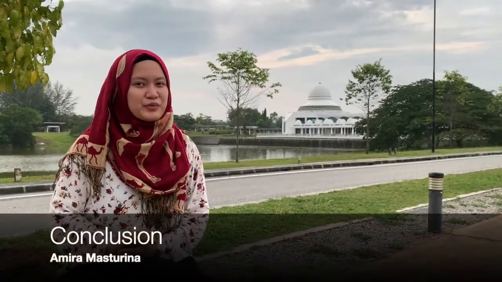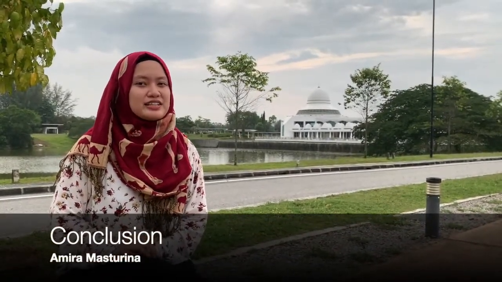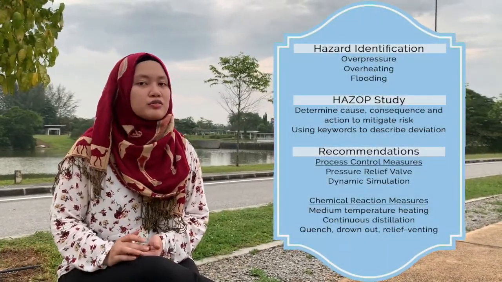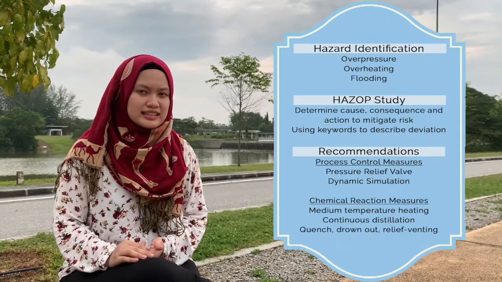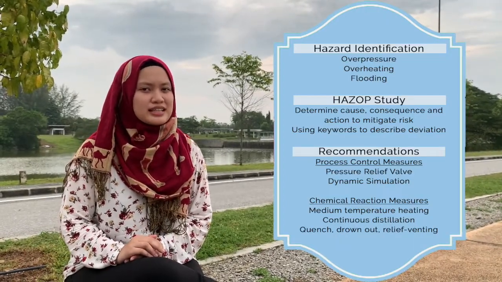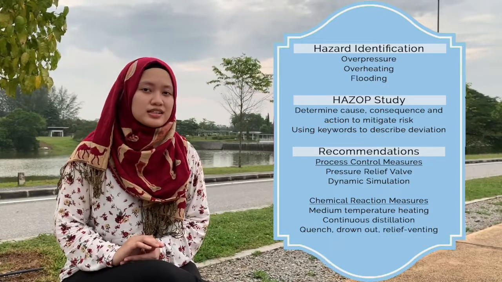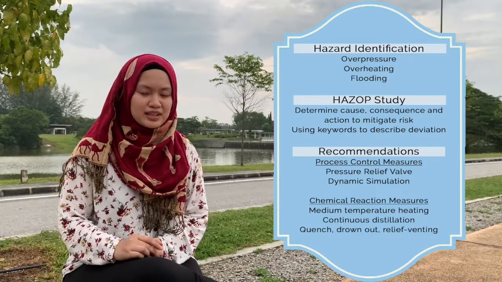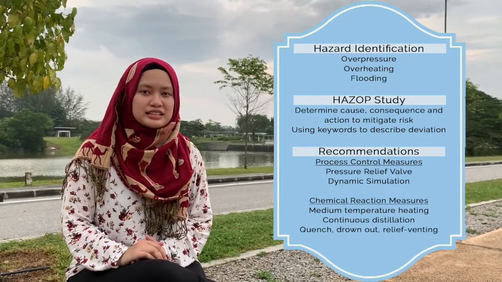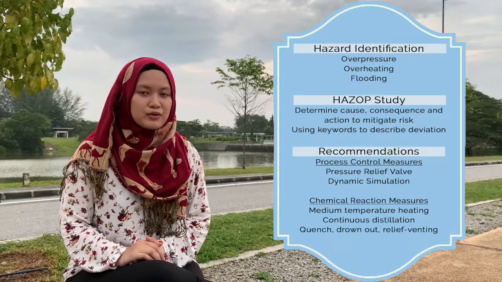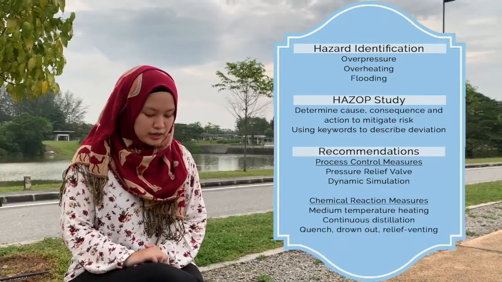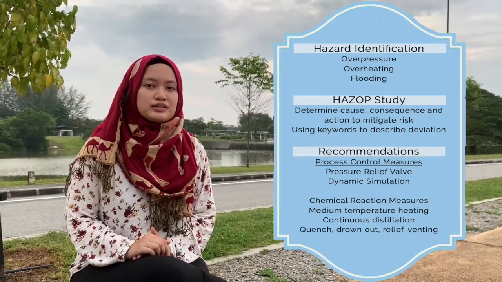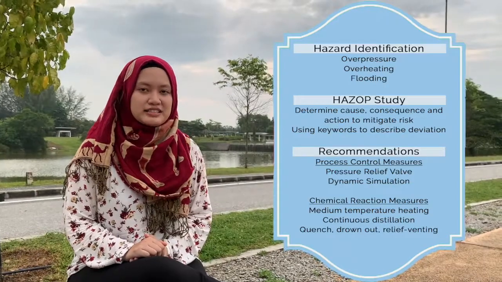In conclusion, we have identified the hazards related to the distillation column in this process, which are overpressure, overheating, and also flooding. Next, the hazard study conducted allows us to determine the causes, consequences, and what actions we can take to mitigate these hazards. Next, our recommendations include using a pressure relief valve with a dynamic system, and also using quench, drown out, and pressure relief to mitigate the effect of decomposition. Thank you.